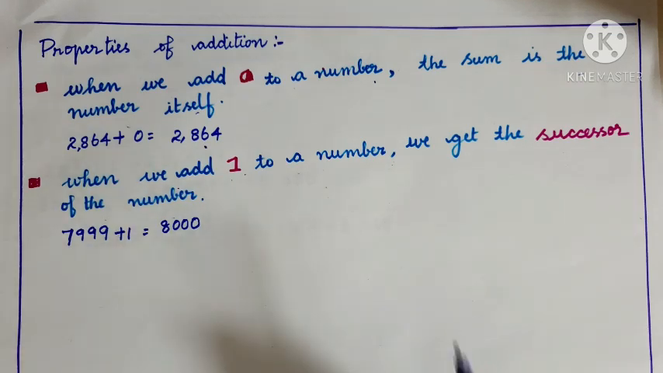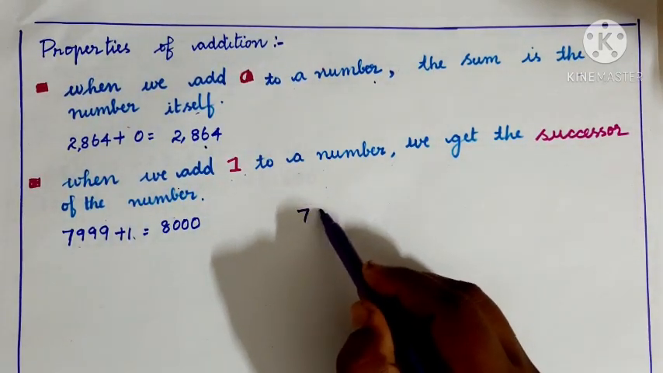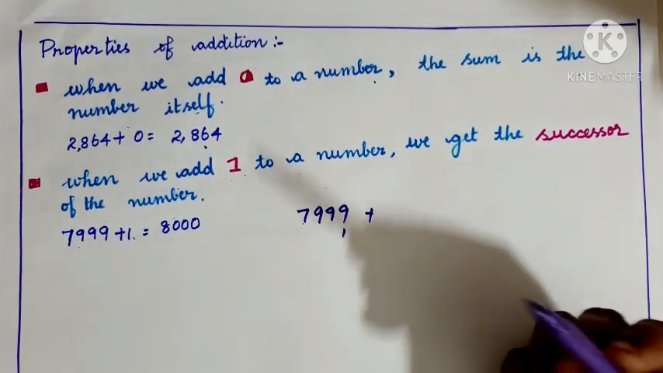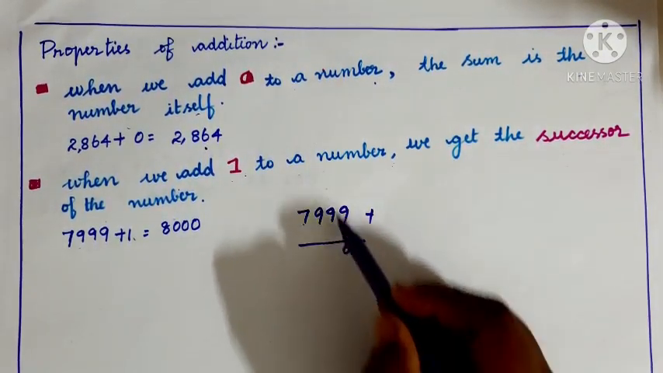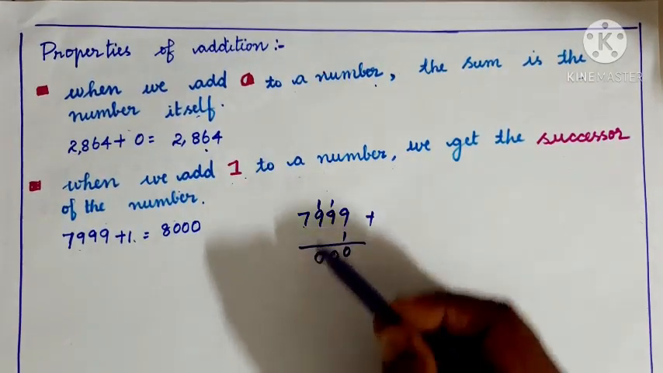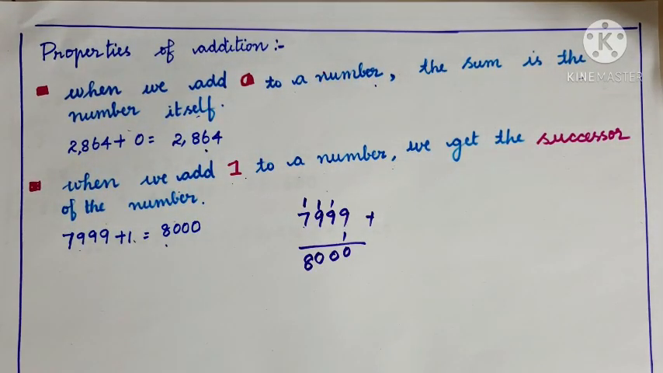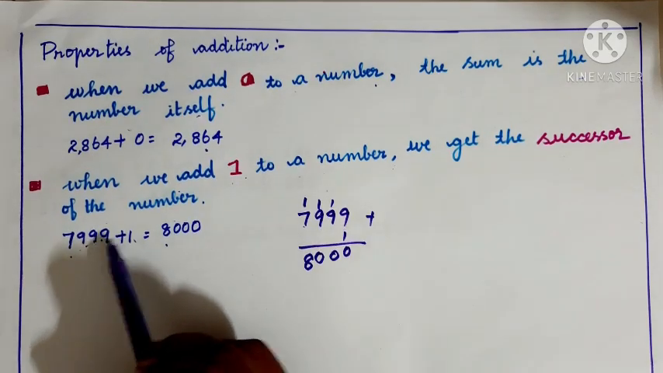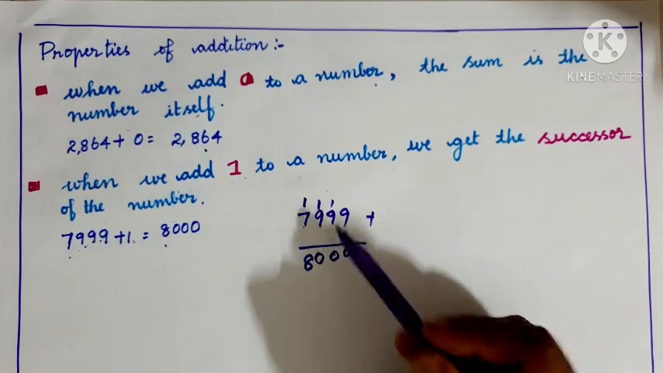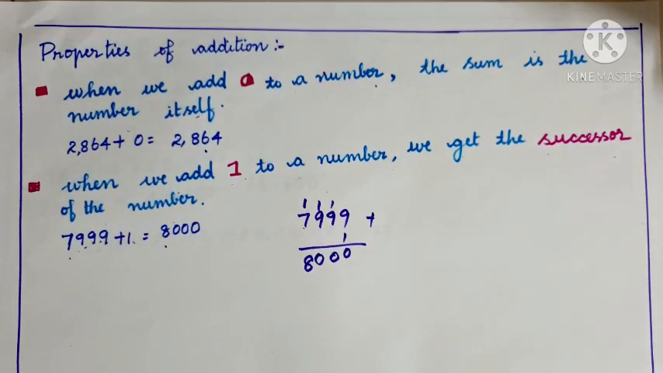Successor means the very next number. The predecessor means the number before. So you are going to add here. How will you add this? 7,999 plus 1. So what do you get? 0, carry over 1. 1 plus 9 is 10, 0, carry over 1. 1 plus 9 is 10, carry over 1, 8. So it is 8,000. Shall I say 8,999 plus 1 will become what? Very good, 9,000. So when we add 1 to a number, we get the successor of the number.